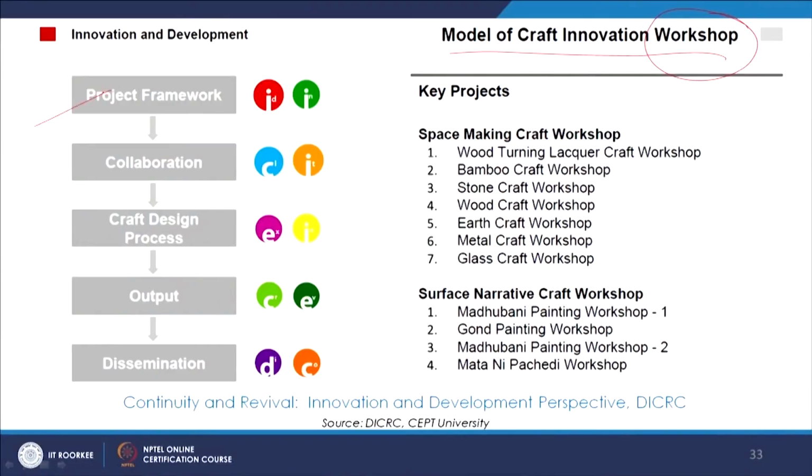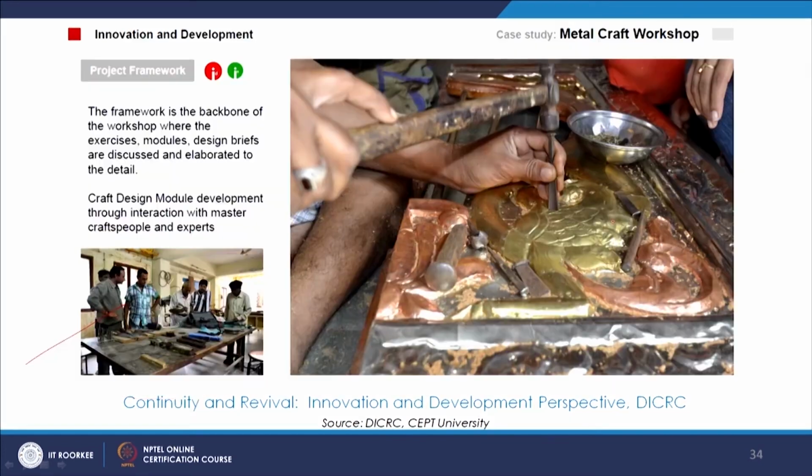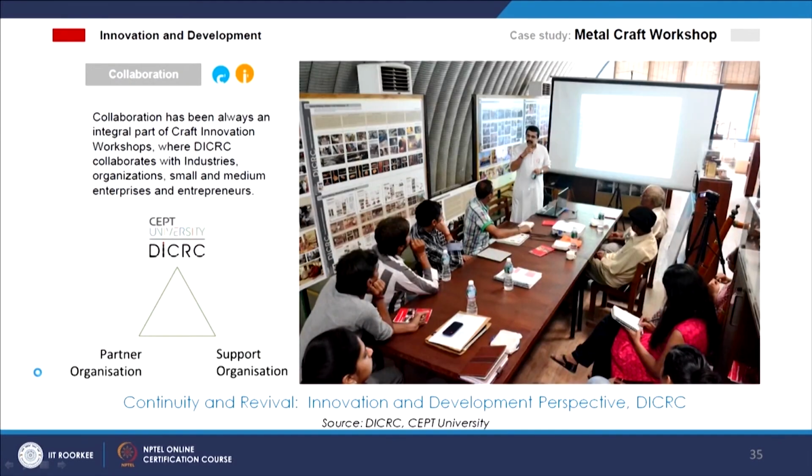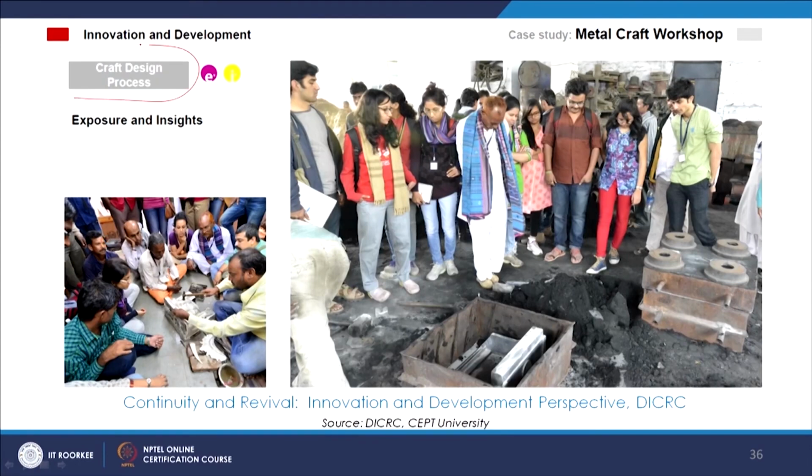So they have this project framework, then they have the collaboration aspect, craft design process, what is the output, and then it is finally disseminated. So focusing here on copper, what is the framework and what is the design brief, then what all are the possible collaborations which are done to work further, then what is the process which is adopted, where different craft persons and designers come together, different insights coming from different people who are exposed to different ideas and different methods.